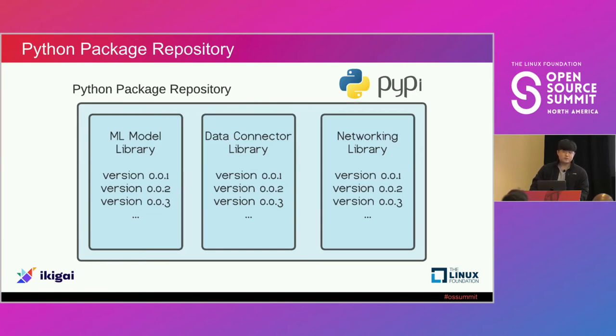So if you've used Python before, you know this. PyPI is the classic Python package repository. It holds different types of packages that users uploaded. You can download a package easily with pip install. If you just do pip install something, you're downloading from the public PyPI.